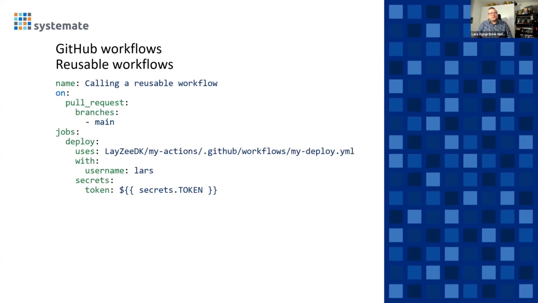This is what it looks like when we're calling a reusable workflow. So I'm referring to it in this repository. It uses my deploy reusable workflow. It passes a username as a parameter, and it passes my token secret to this reusable workflow.